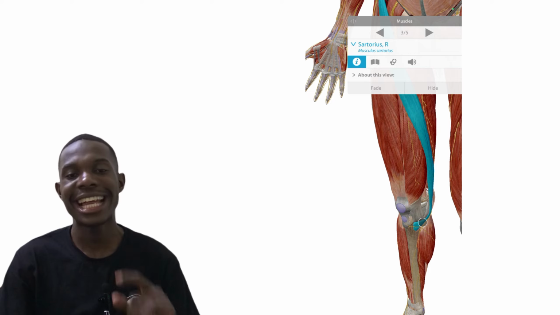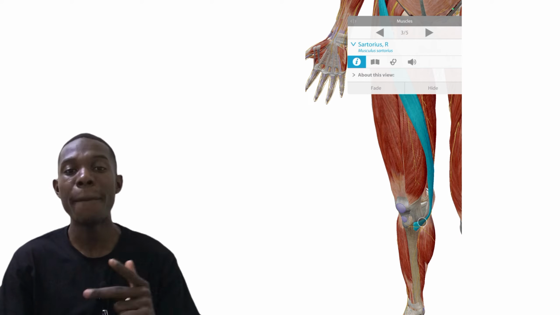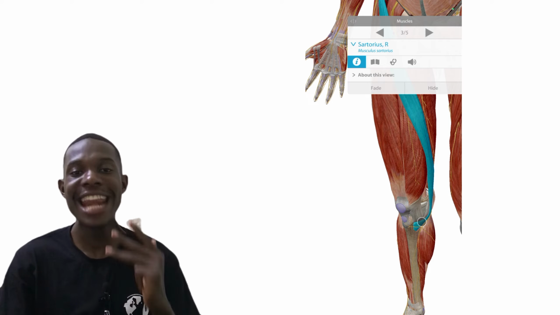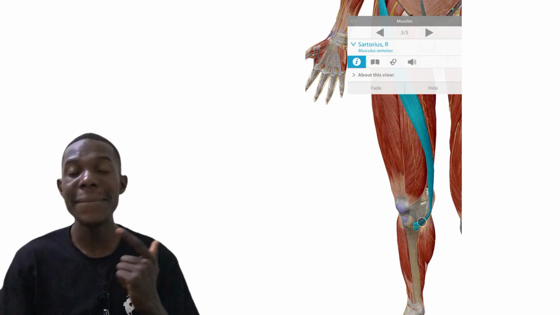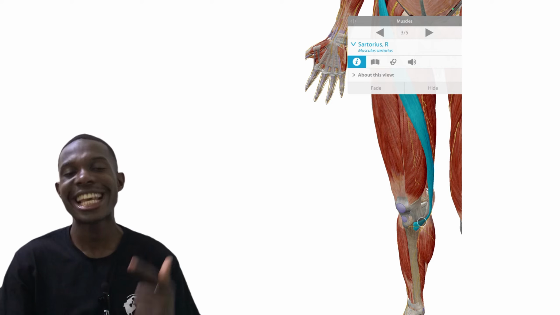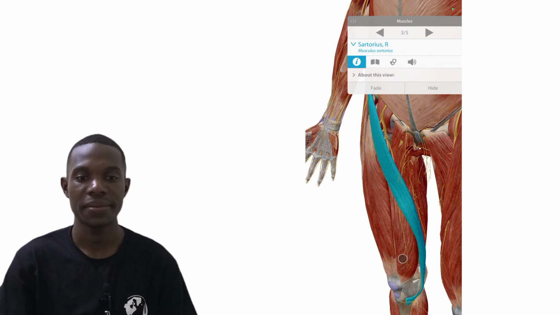So those are 5 actions of the sartorius. At the hip joint, we said lateral rotation of the hip joint, abduction of the hip joint, as well as flexion of the hip joint. At the knee, it is responsible for medial rotation of the knee as well as flexion of the knee. So that is the action of the sartorius.